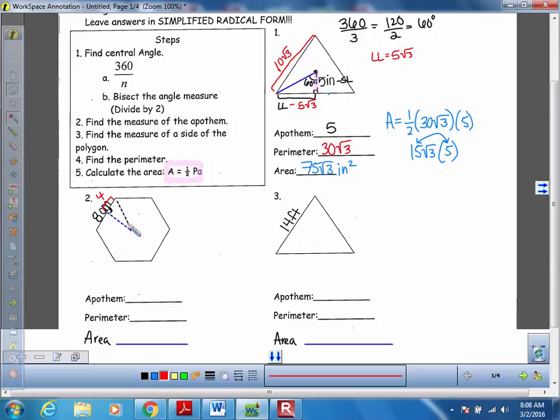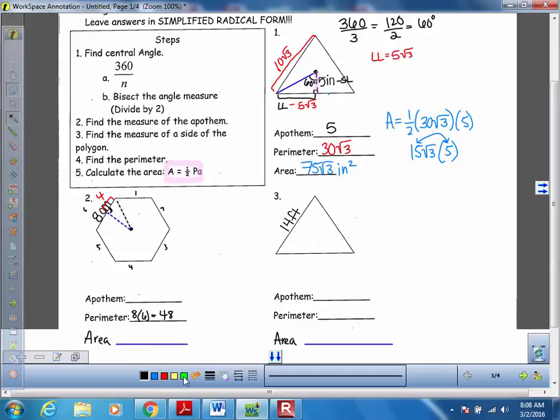Since we do have the side piece, let's go ahead and find the perimeter. I know I have 6 sides, so my perimeter is going to be 8 times 6, which is 48. Now, I need to find my apothem in order to solve for the area.